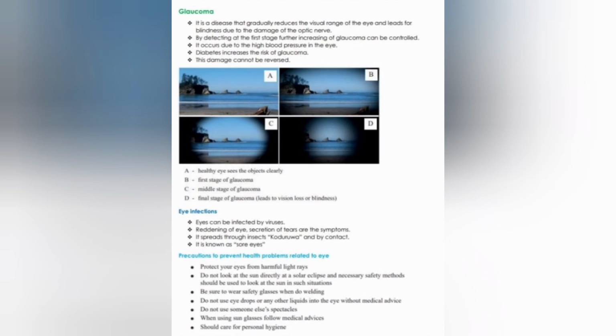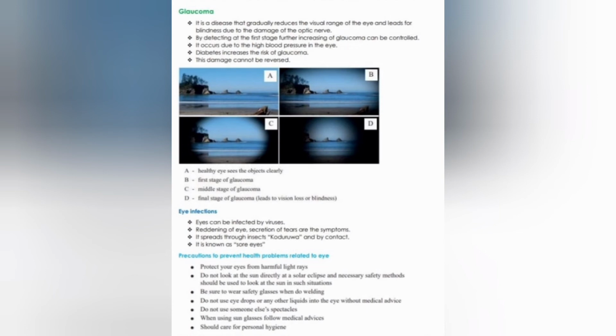Observe the given four diagrams here well. A is the healthy eye sees the objects clearly. Then B, first stage of glaucoma. C, middle stage of glaucoma. D is the final stage of glaucoma. This leads to vision loss or blindness.